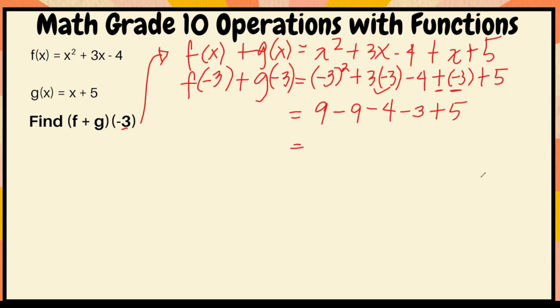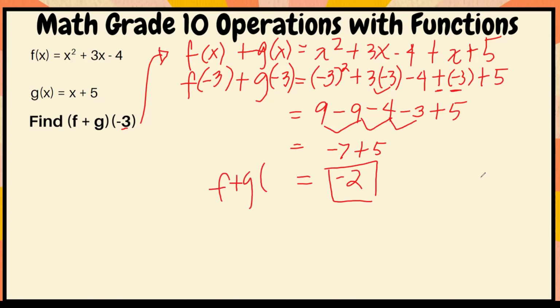So let's do our order of operations from left to right, when it comes to addition and subtraction. So let's subtract: 9 minus 9 is 0. 0 minus 4 is negative 4. Negative 4 minus 3 is negative 7. So negative 7 plus 5 is equal to negative 2. The highest value is negative, which is 7 greater than 5, so you copy the negative, but you take away 5 from 7. Therefore, the value of f plus g of negative 3 is negative 2.